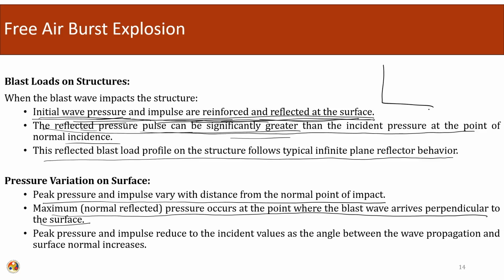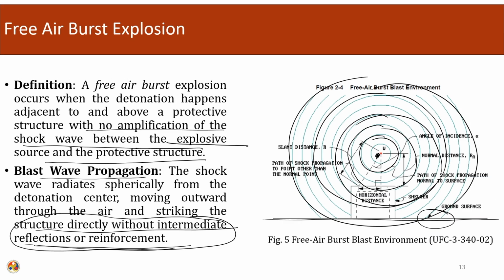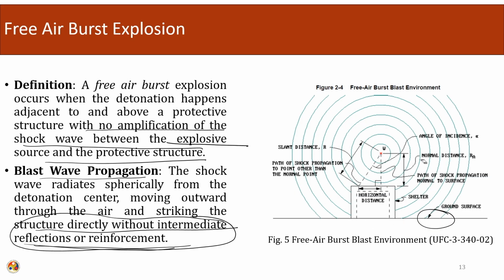So, if we remove the entire structure from here, and if we measure the blast pressure at any point, the incident pressure will look something like this. But if this structure is there during a free air burst, then due to the reflections the reflected wave can be significantly higher. So, this is the overpressure and this is the reflected pressure.